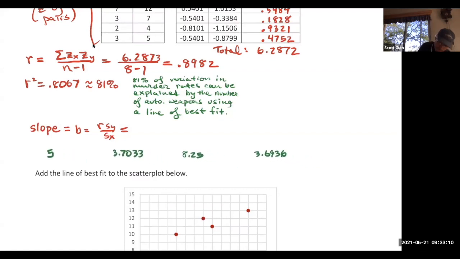Okay, so this 5 is X bar. The standard deviation of X is 3.70. Y bar is 8.25, and the standard deviation of Y is this other number. Okay.